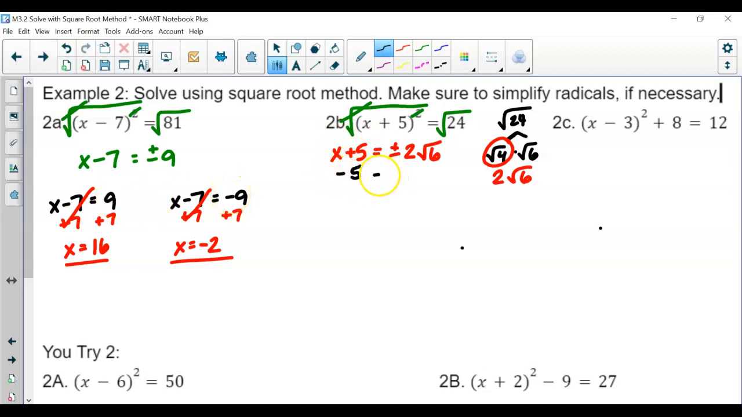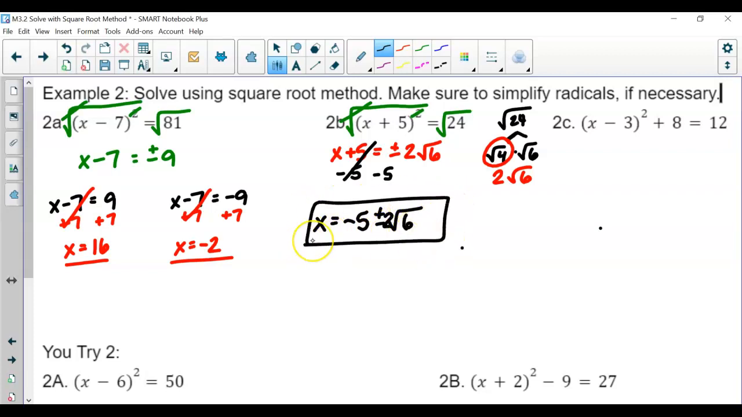I'm going to subtract 5 from both sides, and x is equal to, see how we've got negative 5? Bring that negative 5 down, plus or minus 2, I forgot the 2 here, radical 6. And that is the final answer, because we cannot combine the negative 5 with 2 because they're not like terms. We need to also have a radical 6 here. So now you leave it. That's your final answer. So keep that in mind when we have this situation and you can't combine.